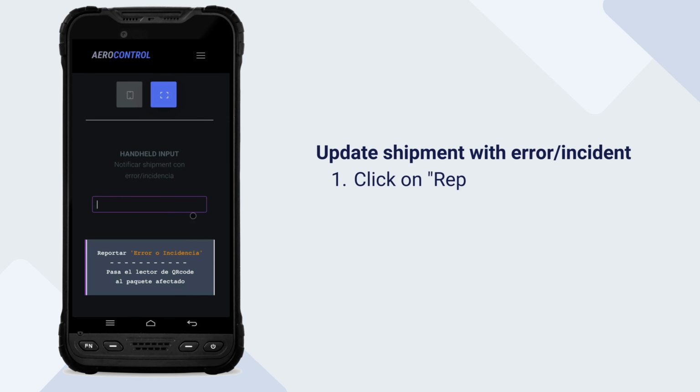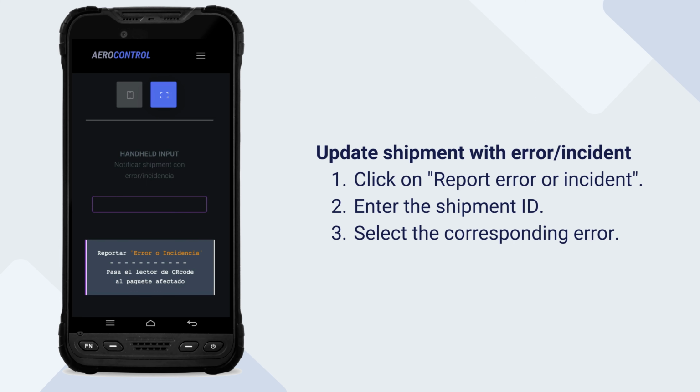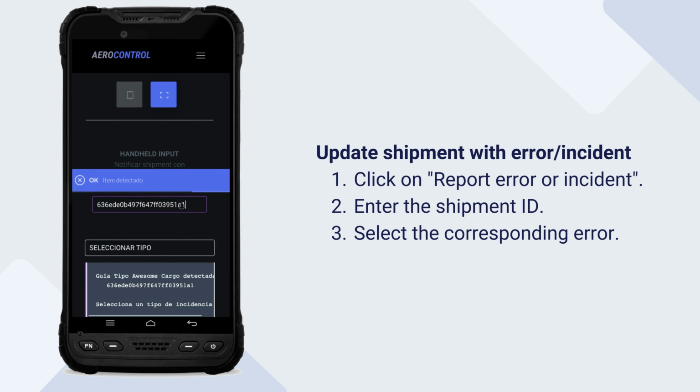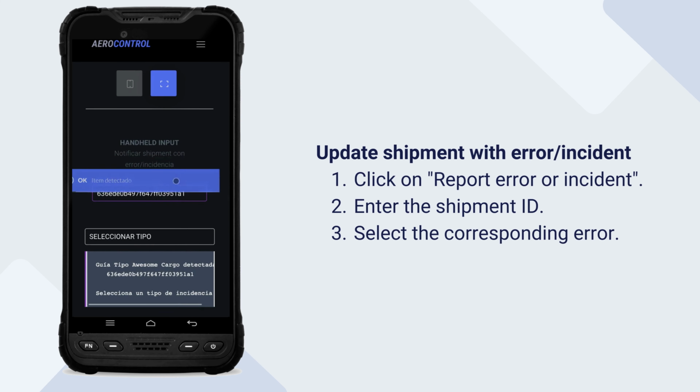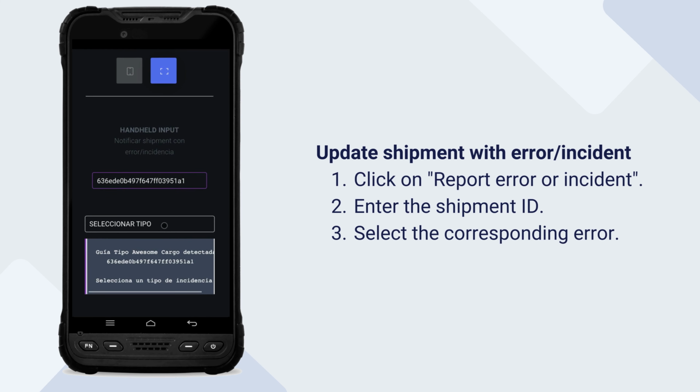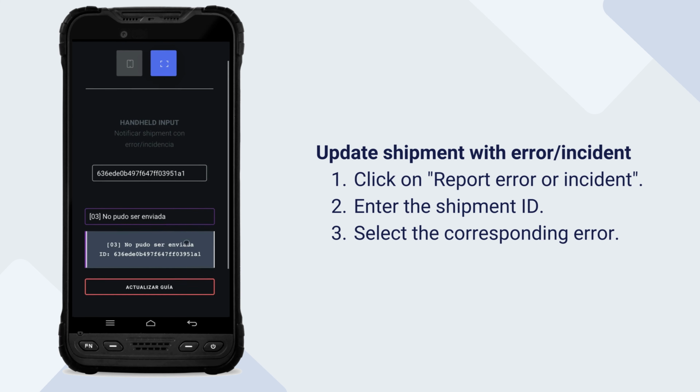As an example, the label of a valid shipment is read to enter its ID. When it is entered, the response, "OK, item detected," appears, and a menu appears showing different types of error according to the device or station that is trying to update and according to the configuration or route of the shipment. The corresponding error or issue is selected, and then the Update button is clicked.